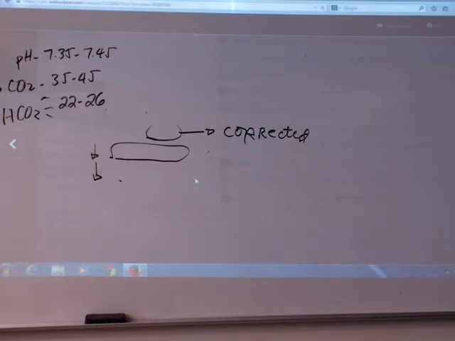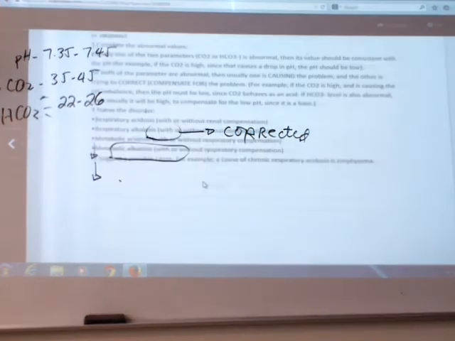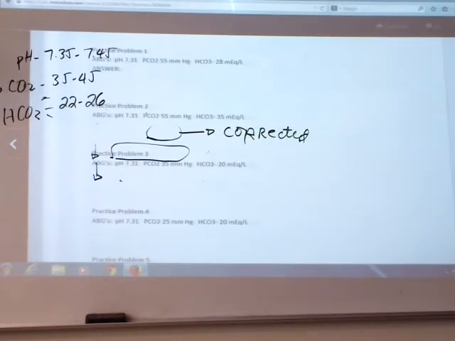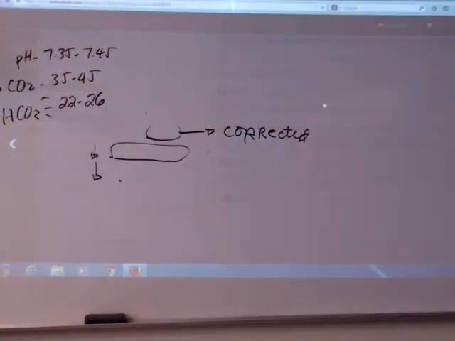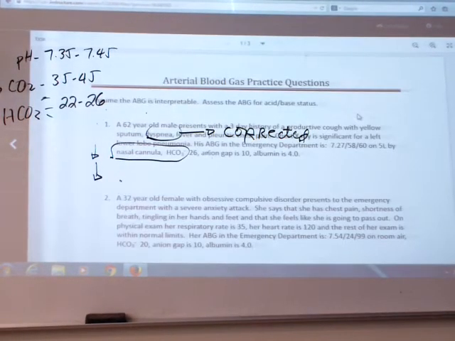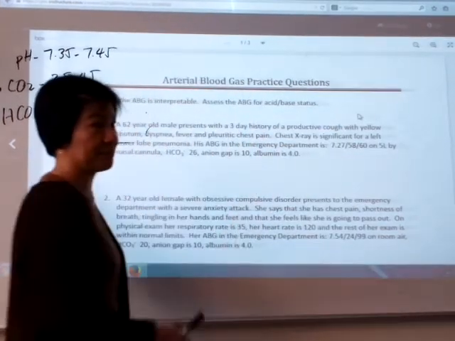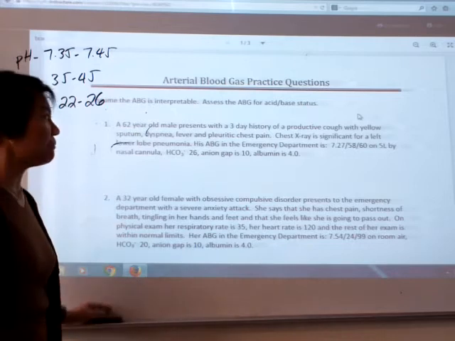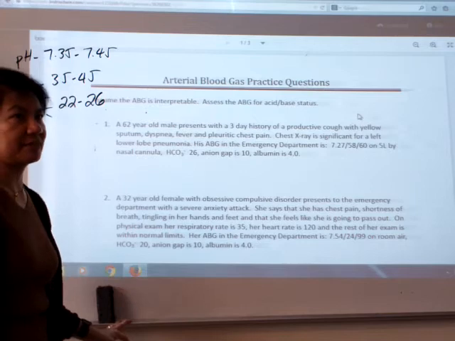I want you to do these acid-base problems when you go home. It's good practice for you. There's two of them: the ABG practice questions and the other one. You're gonna do this at home. Okay, let's use this now. This is how your test is gonna be, not just the numbers, because just numbers without the clinical scenario is gonna be hard to interpret.